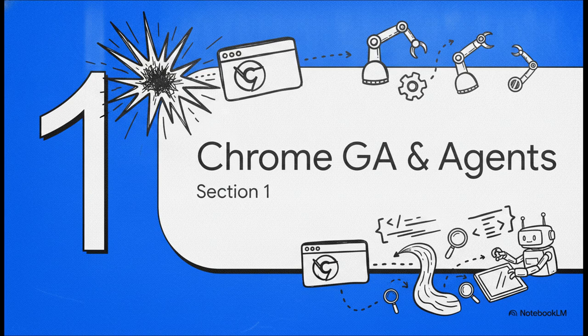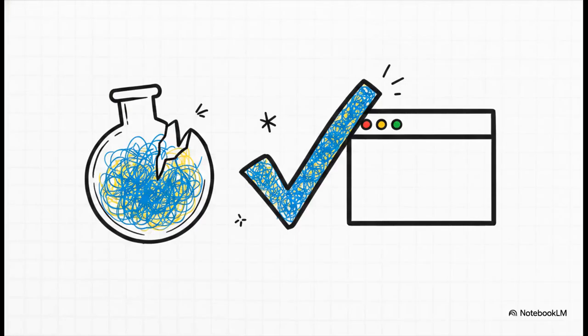Section 1, Chrome GA and autonomous agents. Right out of the gate, if you've been messing around with the Claude and Chrome integration, you're going to be really happy to hear it is officially in general availability. No more hiding behind an experimental flag. It is a fully supported, shipping feature ready for your main session. It's stable, it's reliable, and it's basically ready to be a core pillar of your daily dev environment.